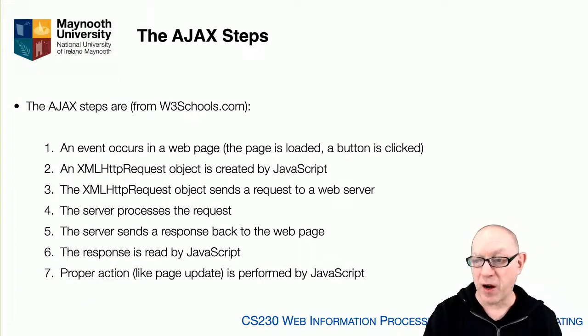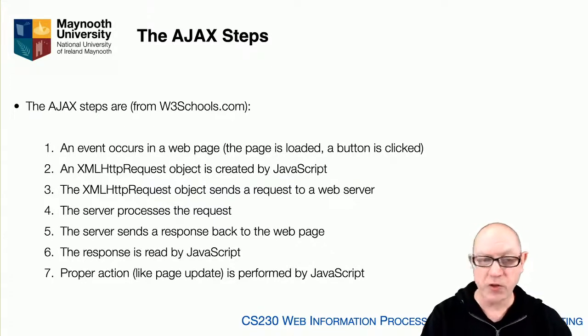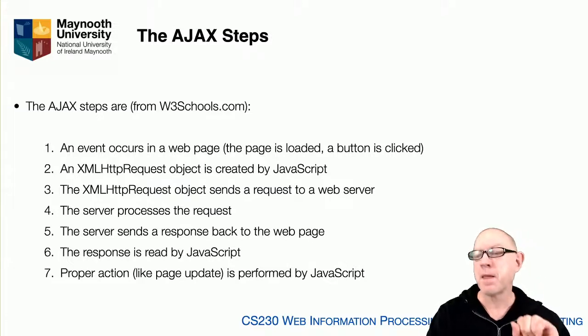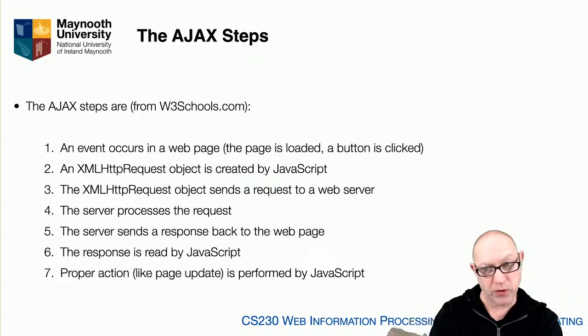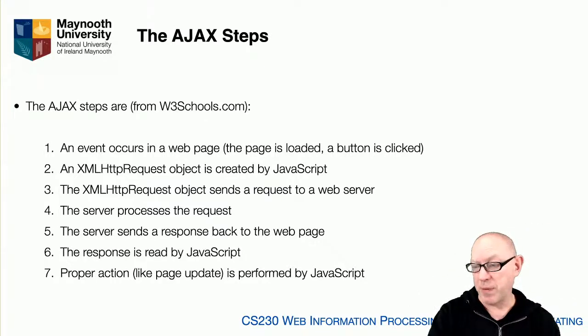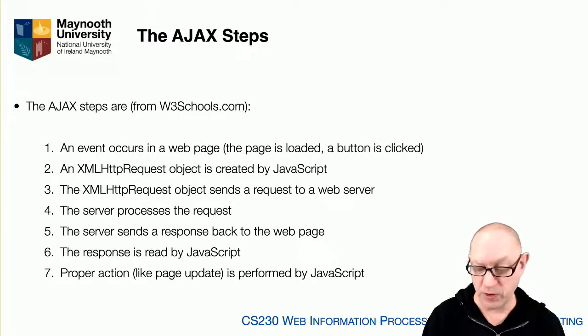So the Ajax steps are, you can look at W3Schools if you want some more detail, of course. An event occurs in some page. So the page is loaded, a button is clicked, something happens. Then the request object is created by JavaScript, the Ajax object. Then the object sends a request to a web server. The server processes the request. The server sends a response back to the web page, the response is read by JavaScript, and then some proper action like an update is performed by JavaScript. Those are the seven steps that happen every single time you're doing this.